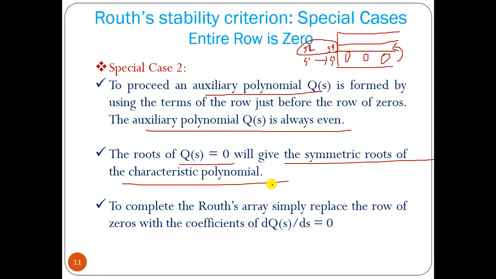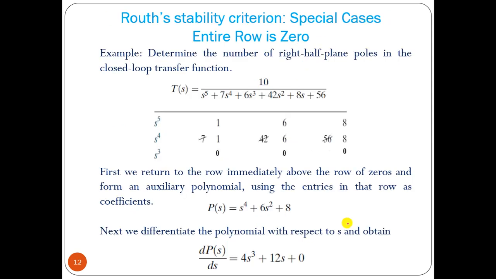Now to complete the Routh array, what do we have to do? We have to find dQ(s)/ds equal to 0, and we have to replace the entire row of 0 with the coefficients of that dQ(s)/ds equation. Okay, let us solve one problem, then this concept will be clear.